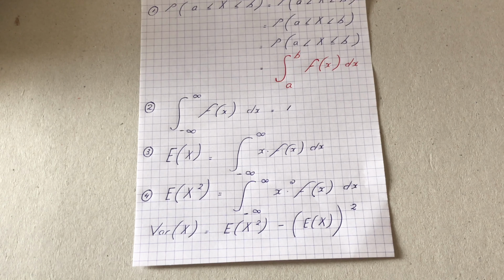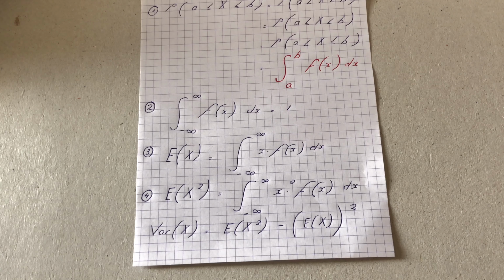Next, if we integrate the function from negative infinity to infinity, we get 1. The expectation is given by integrating from negative infinity to infinity x times f of x dx. Expectation of x squared is the integral from negative infinity to infinity of x squared times the function with respect to x. The variance is the expectation of x squared minus the mean squared.